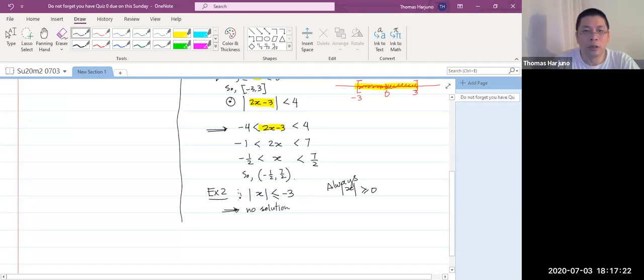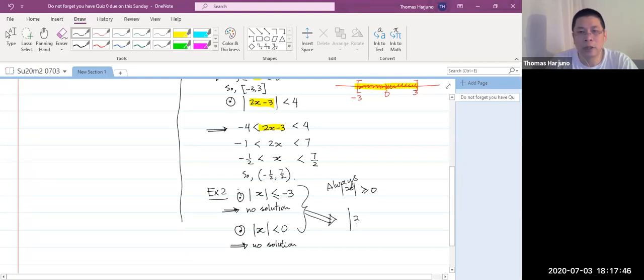Actually, even if I say absolute value of x less than 0, now less than 0 means it has to be negative. No, it won't happen. It's still no solution. Okay, now don't underestimate these two statements. I can make it look so ugly and you still get the same solution.